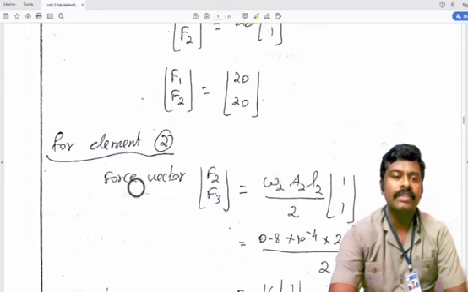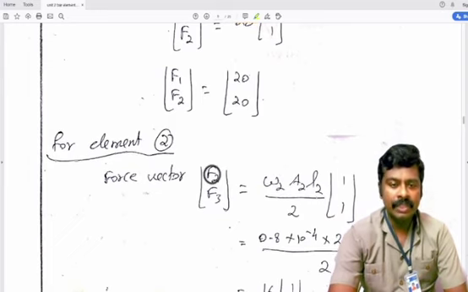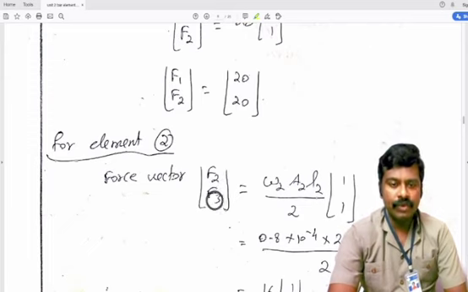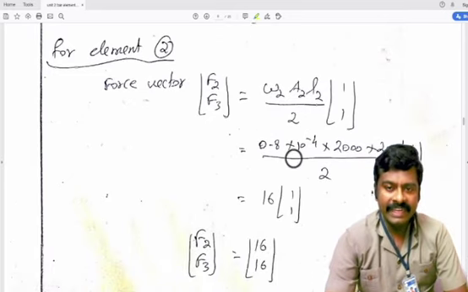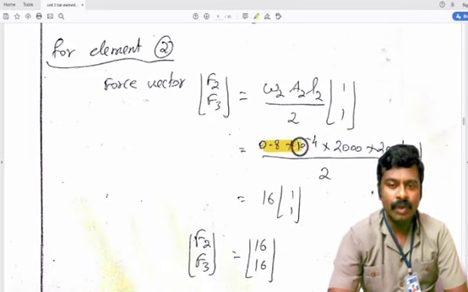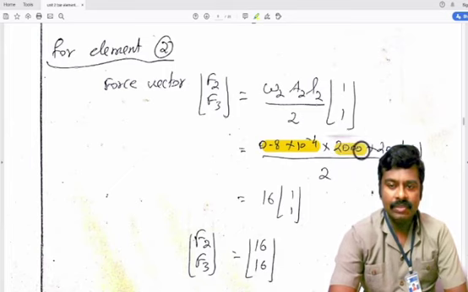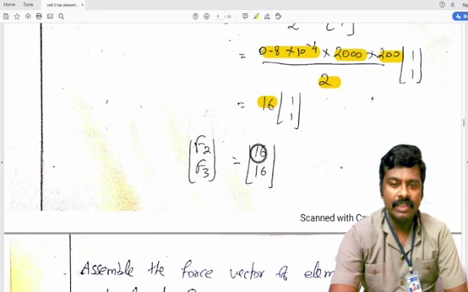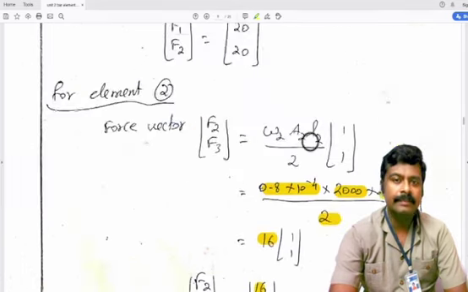For element 2, similarly, the force vector: element 2 has two nodes, node 2 and node 3. Therefore F2 F3 equal to w2 A2 L2 by 2 matrix of 1 1. The unit weight density is the same for element 1 and 2. Area 2000 mm square we already found. Length L2 equal to 200 mm. Simplifying these equations, the value yields 16. So F2 F3 equal to 16 16.